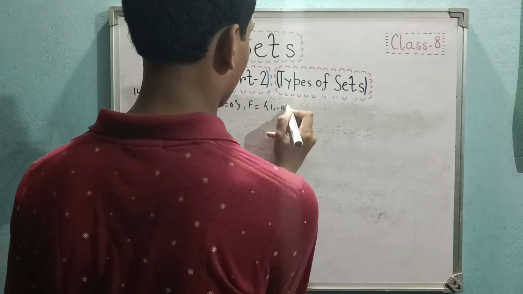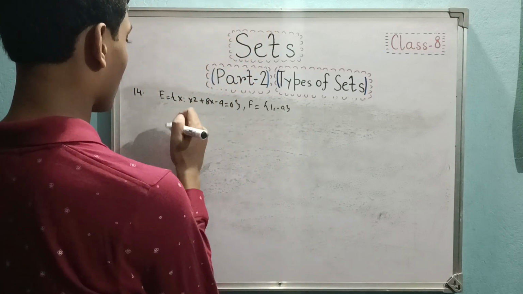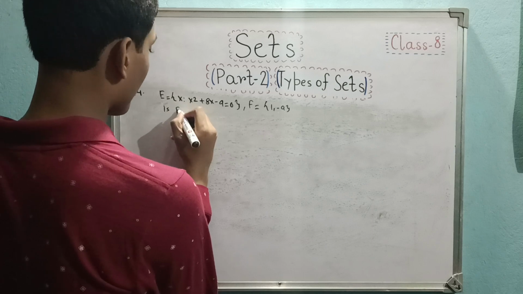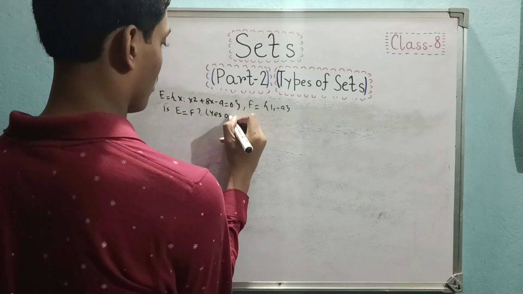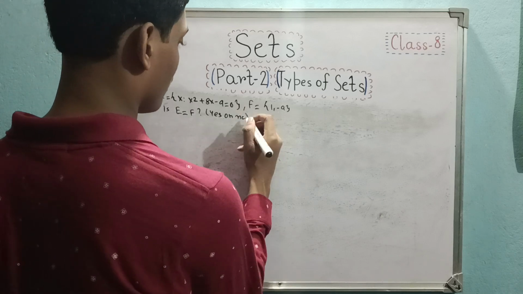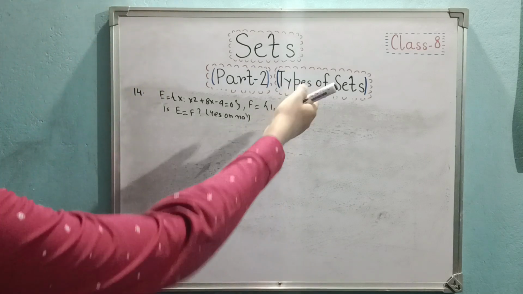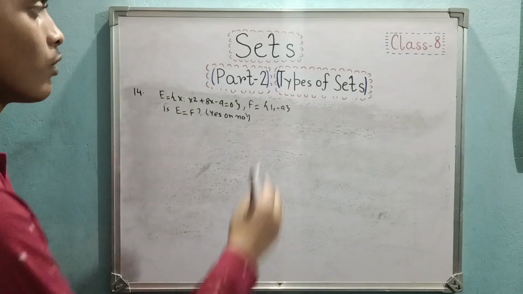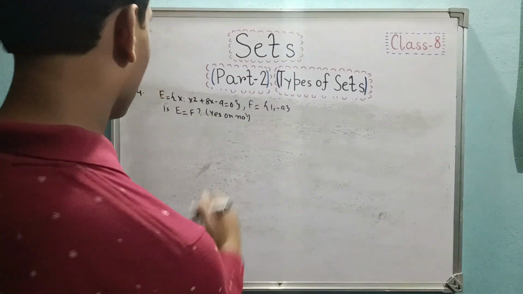Okay. I have to check are they equal or not. Is E equal to F? Yes or no. All the sums are dealing with yes or no only. That's a different type of sets. That's it. That's this chapter. That's why it is types of sets. You need to focus on that only. So let's find out E.